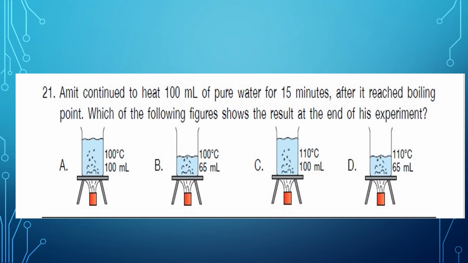When water starts boiling, the level starts decreasing because evaporation starts, and the temperature of water cannot exceed 100 degrees centigrade. So the answer is option B, because in option A the water level is 100 ml, which can't be possible, and in option C the temperature is 110 degrees centigrade. So these are wrong answers. Option B is the correct answer.